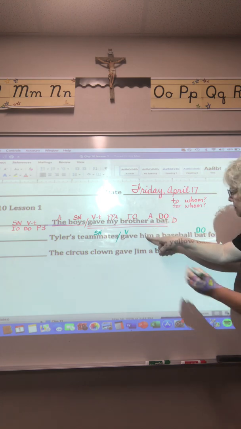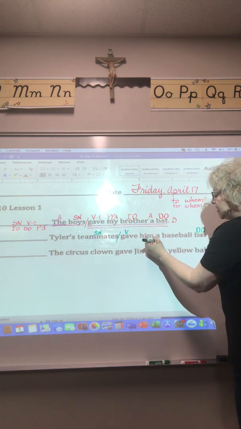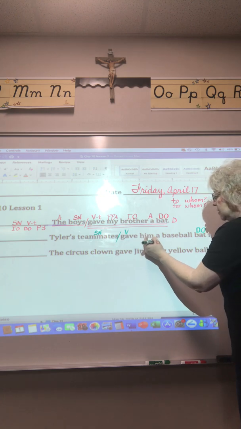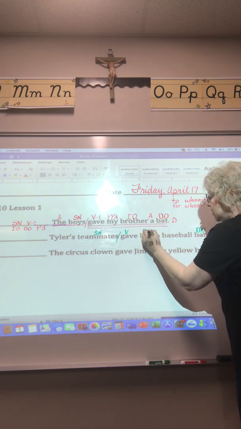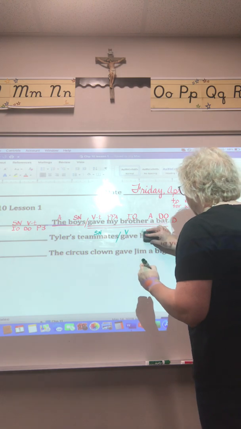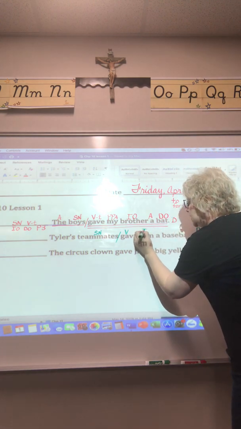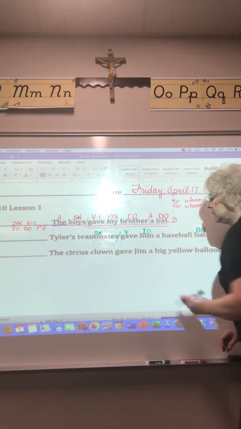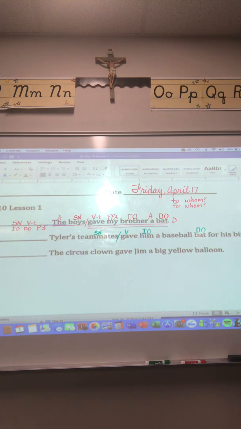Given to him. Now I know that this is a pronoun, right? So it's the, well, I'm getting my labels all mixed up today. This is the indirect object because it tells who received the bat. For his birthday is a prepositional phrase.